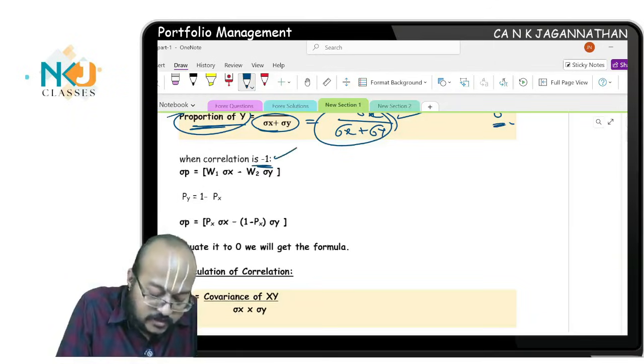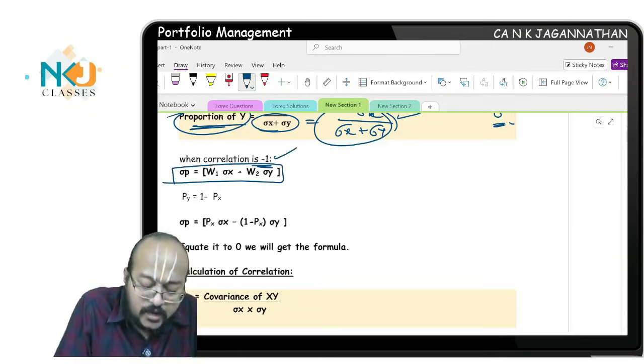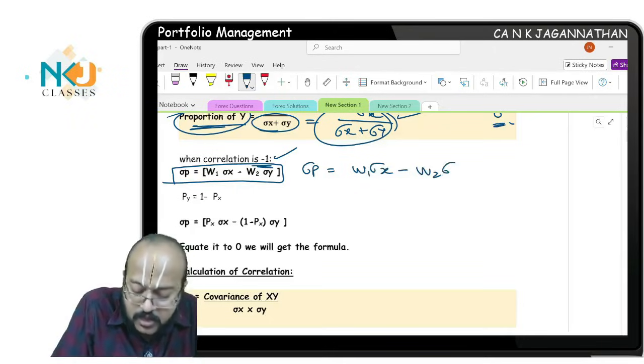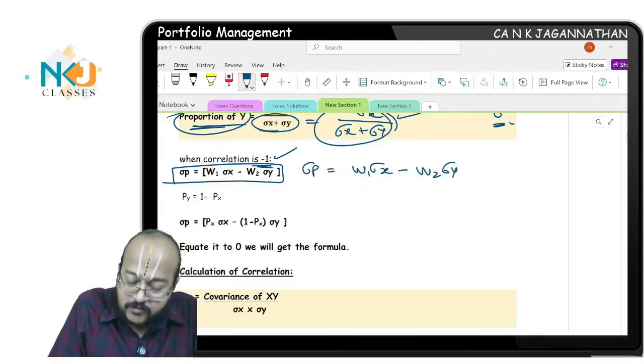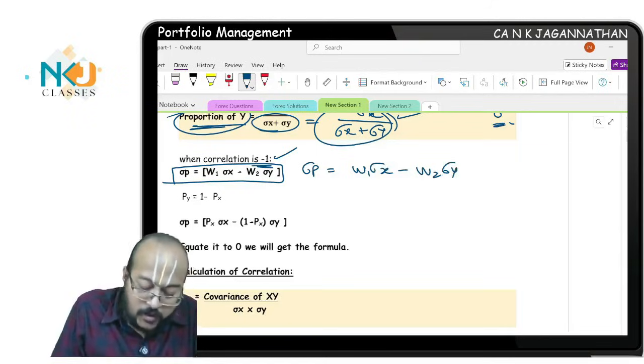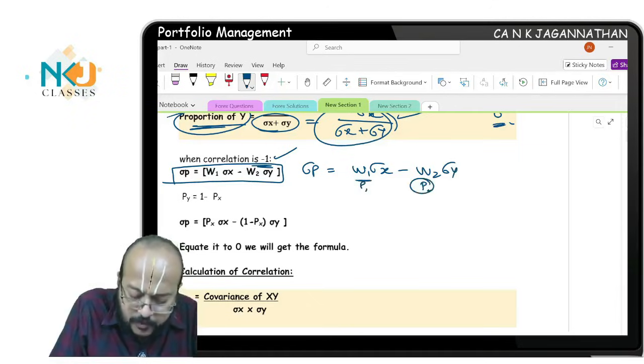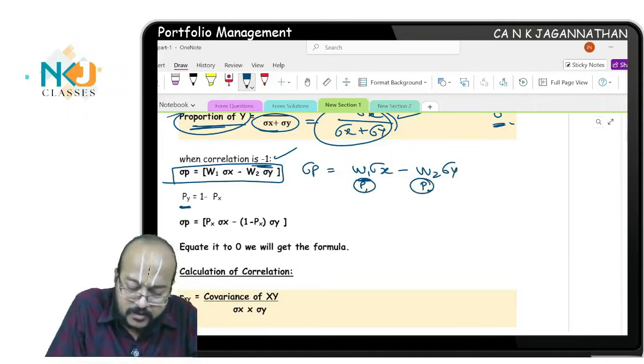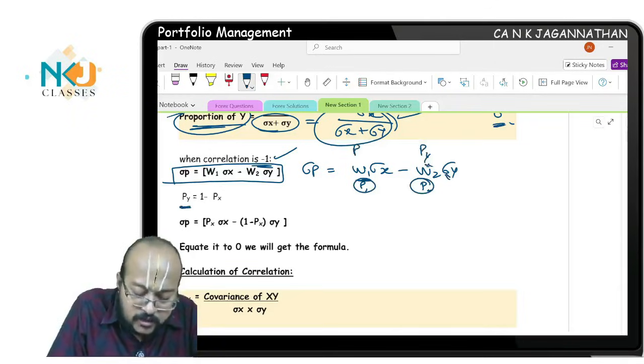When correlation is -1, the portfolio becomes A minus B. Suppose sigma P is nothing but W1 sigma X minus W2 sigma Y. This is A minus B, simplified. Now, the proportion of X is P1 and the proportion of Y I assume is P2. Proportion only I call as weight 1, weight 2. I can call it as P1 and P2. This is nothing but proportion of Y, and this is nothing but proportion of X.